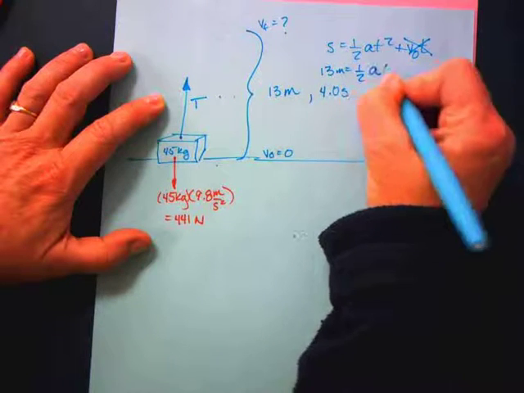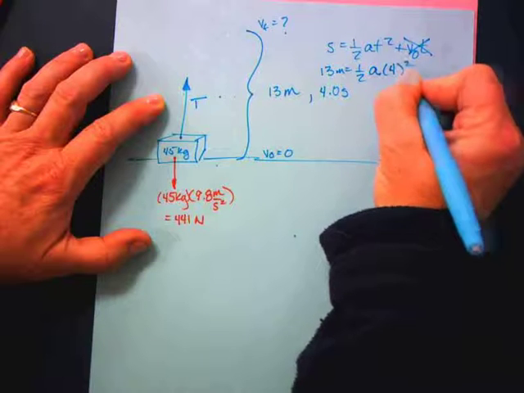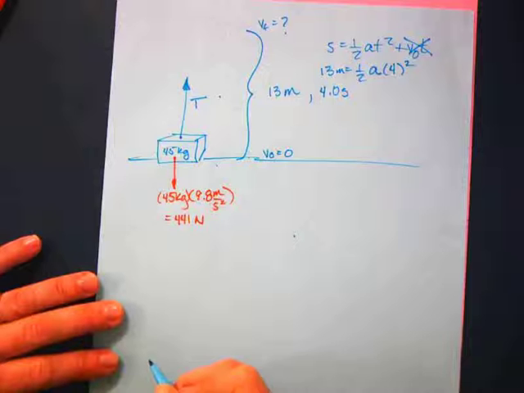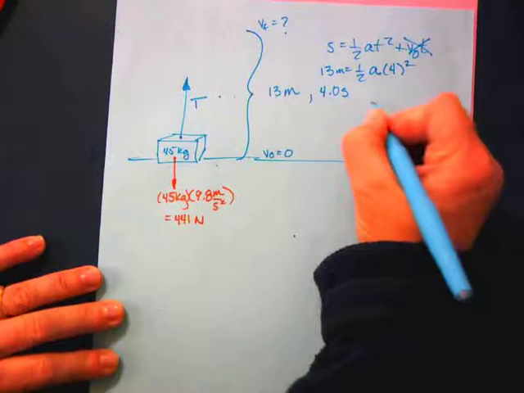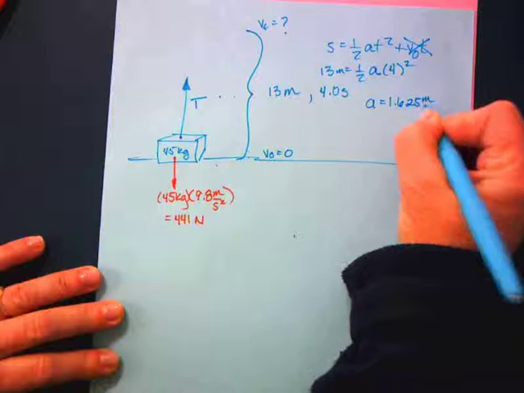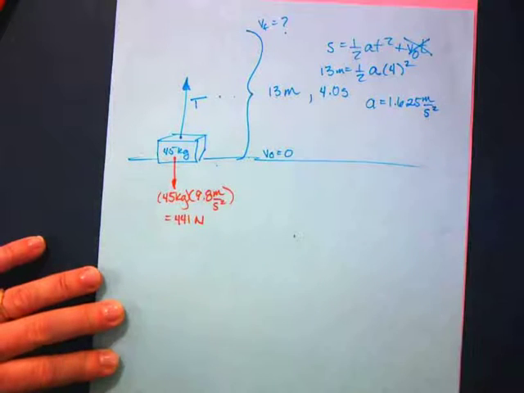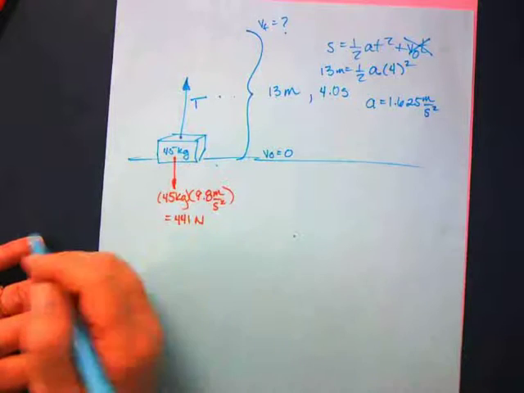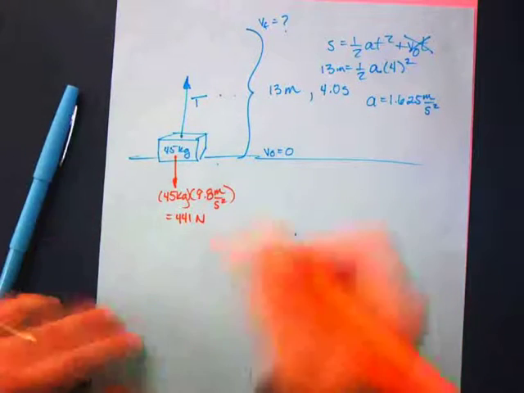So we said this part is 0. The distance is 13 meters. The acceleration is what we're solving for, and the time in the air is 4 seconds. So just solve that for acceleration, and you will get 1.625, we're keeping extra sig figs around, meters per second squared. Okay?